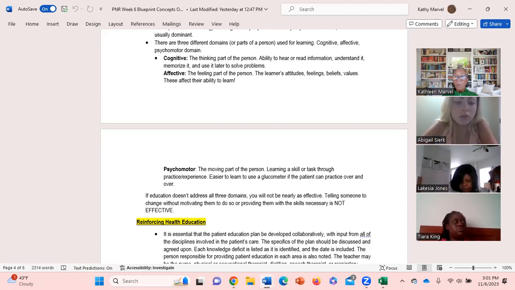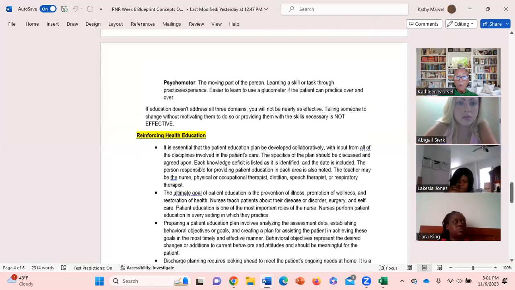All right, so an example would be, I'll go from my experience as a school nurse, teaching a kid how to use his glucometer. Psychomotor is that practicing over and over and over again. Me demonstrating, them demonstrating back to me. Right? Give me another example of psychomotor learning.